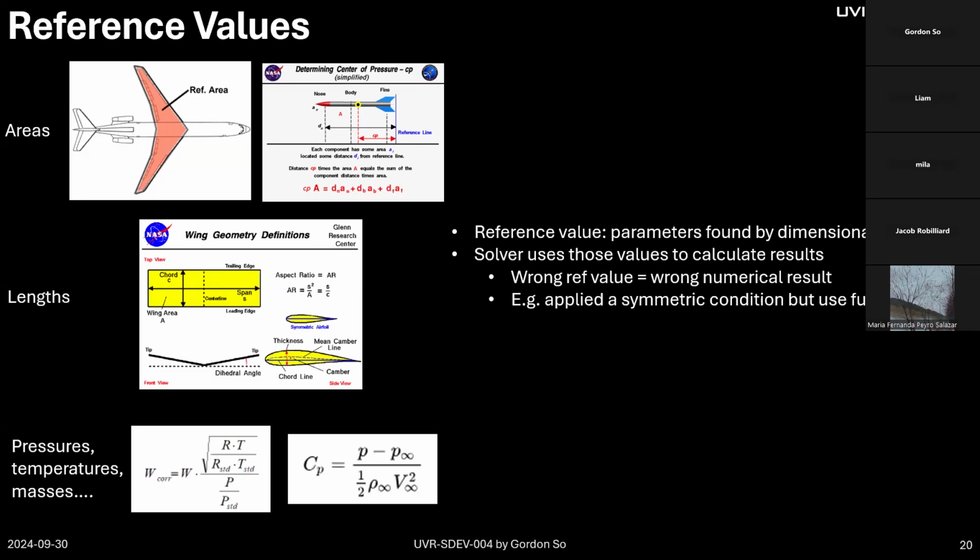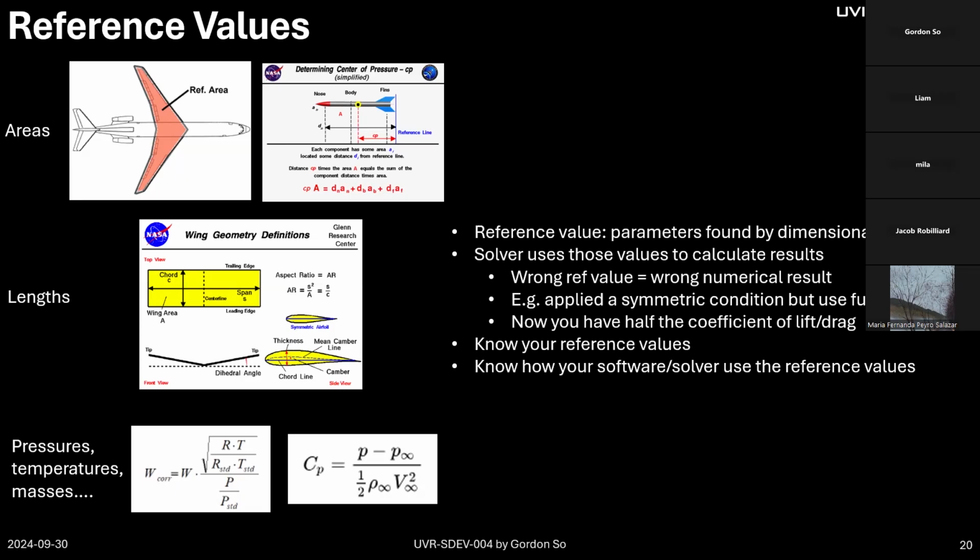Sometimes you may say, oh, I will just do half the domain, and then you use the full wing area. Now you basically have the wrong coefficient because it's like half the performance. But you're wondering, why is it so off? It's just a simple mistake. So make sure you use the right one. Know your reference value really well. How do you calculate those things? How does your software calculate those things? Because each software has a different approach, so that's really software dependent.